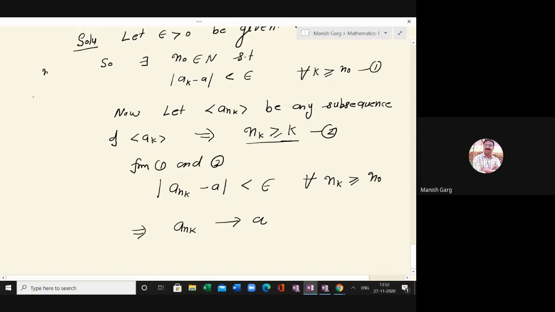Here, what is the meaning? Suppose I am taking n_0 equal to 2000. So it means |a_2000 - a| will be less than epsilon, or |a_2002 - a| is less than epsilon, for all n. Now you are taking n_k greater than or equal to k. It means n_k will be either 2000 or 2005 or 2008 or 2009. So this will be true for all of them, because it is true for all, less than epsilon, whatever be the value of n_k.